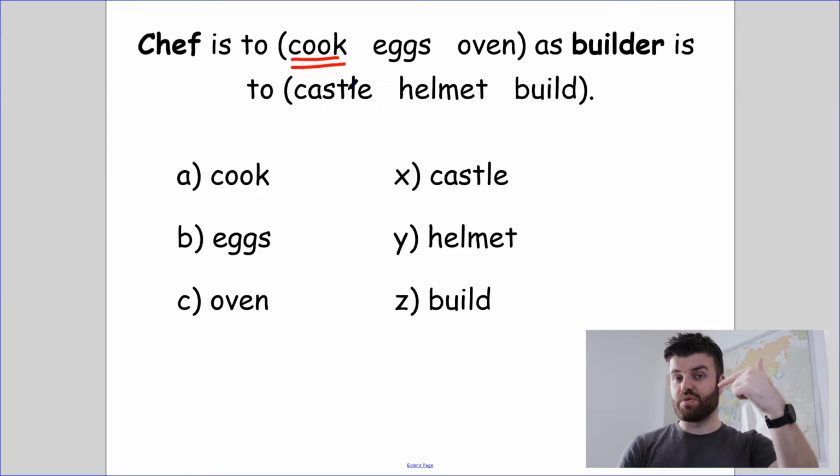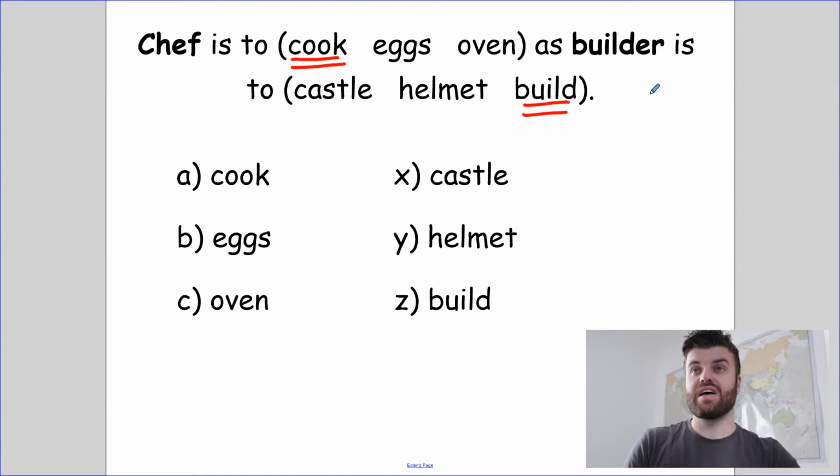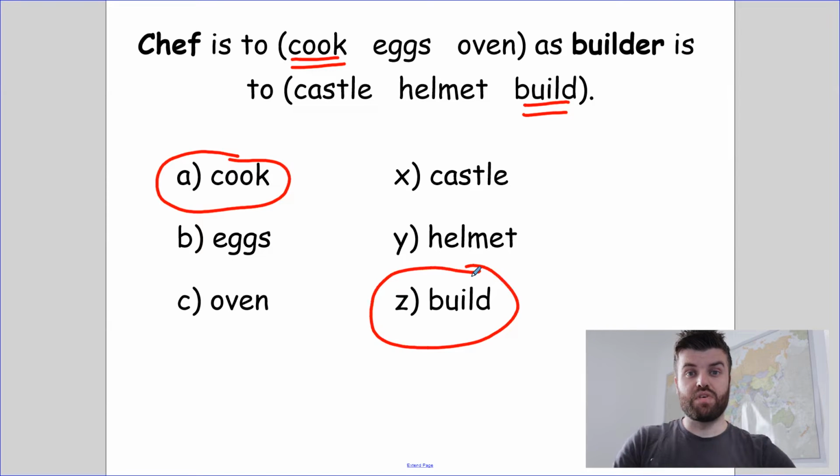So let's look at the words that go with builder. Is there a word there which tells me what a builder does? A builder castles? No. A builder helmet? No, that's what they wear. A builder builds. Yes, a builder builds. A chef cooks and a builder builds. Those 2 go together. It completes the sentence in the same way. So we would mark A and Z on our paper and move on.